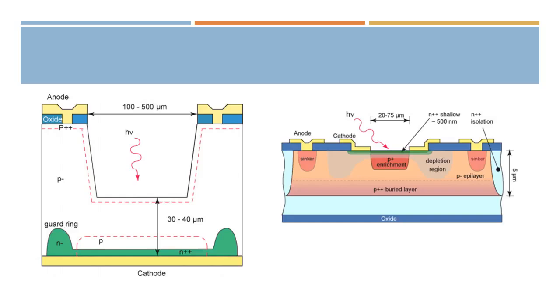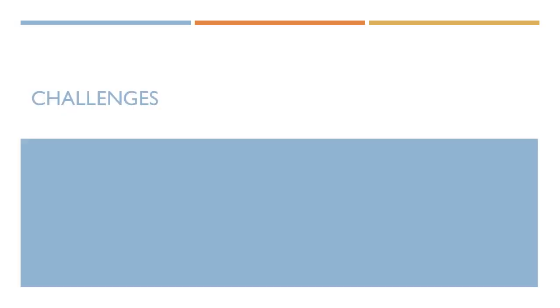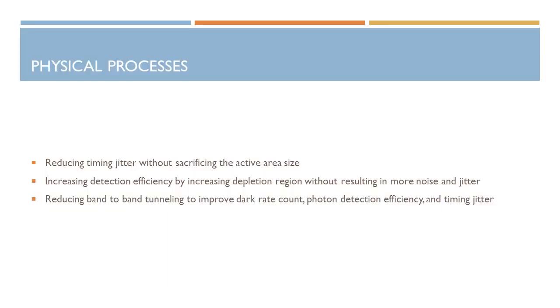Here you can see the two types and their varying dimensions and the differences in thicknesses of the device. As with any device, there are challenges and trade-offs with the functionality of the single photon avalanche diode. In terms of physical processes that come with the diode, it is difficult to reduce timing jitter without sacrificing the size of the active area.